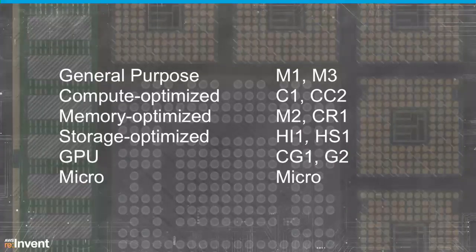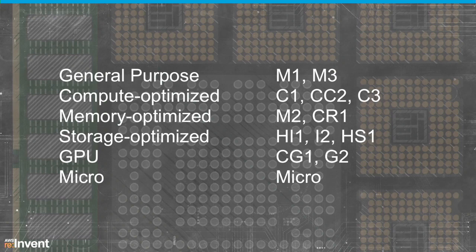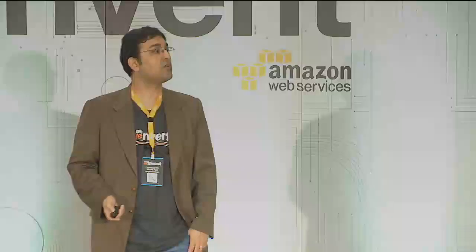So this is where we started before re:Invent in our workload optimized instance types. This is where we are now. The I2 is something that will be coming very shortly, and there'll be more to come next year.